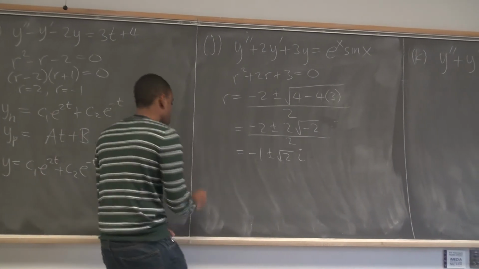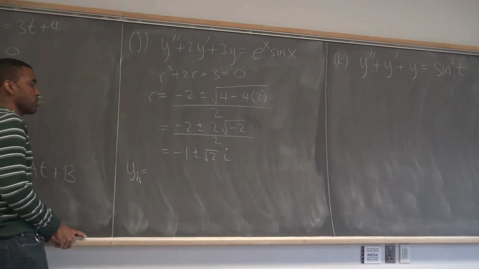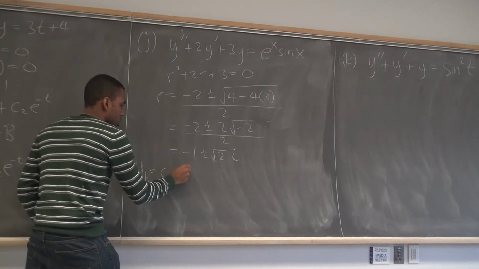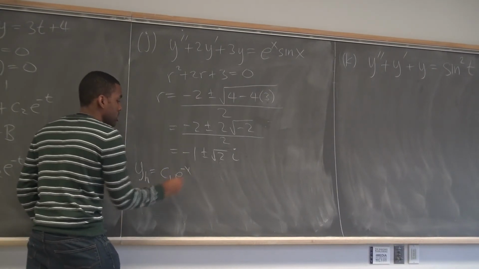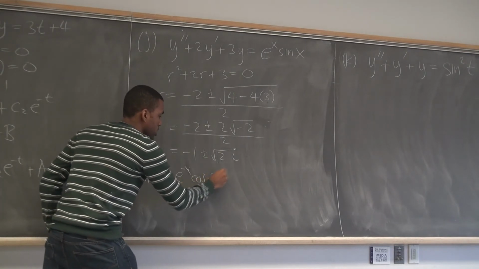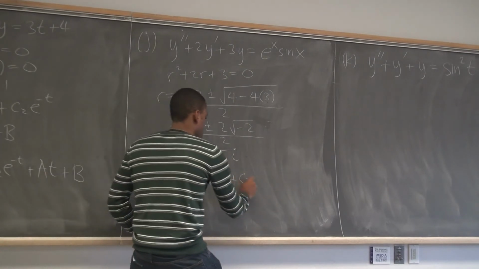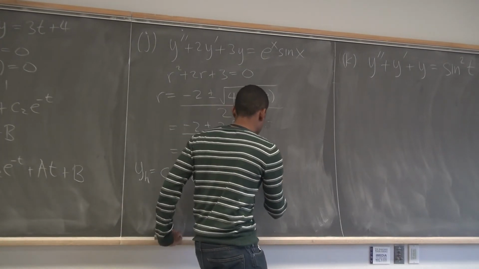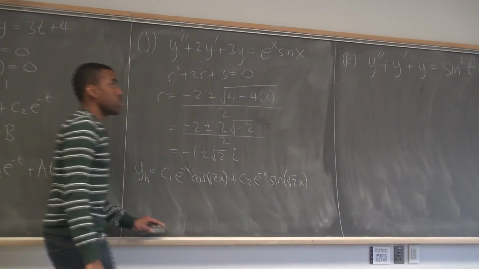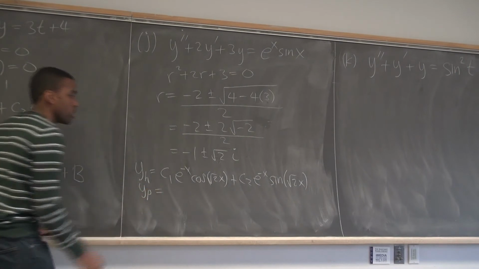And so what does our yh look like? c1 e to the negative x cosine radical 2x plus c2 e to the negative x sine radical 2x. That would be my general form of the homogeneous solution.